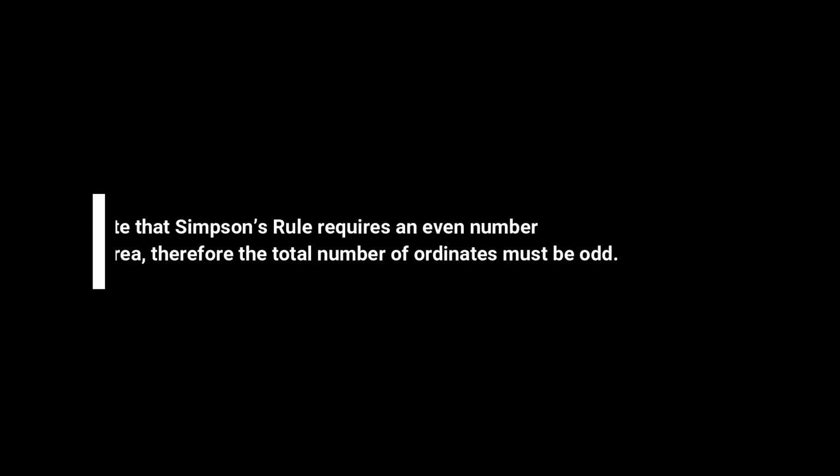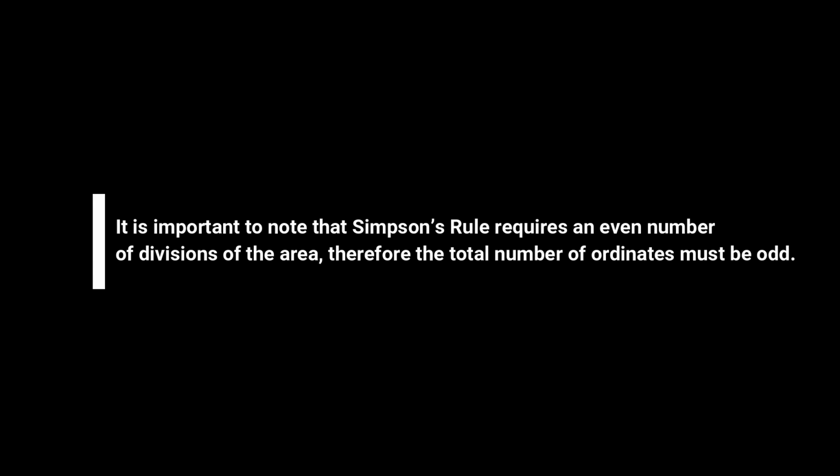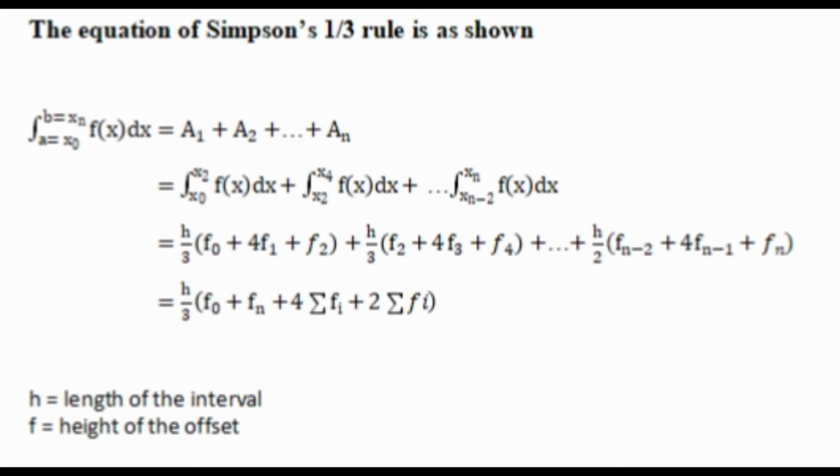The minimum segment in trapezoidal rules is 1, while in Simpson's 1/3 rule is 2. It is important to note that Simpson's rule requires an even number of divisions of the area, therefore the total number of ordinates must be odd. The equation of Simpson's 1/3 rule is as shown. Same as trapezoidal rule, H stands for length of the interval and F stands for height of the offset.